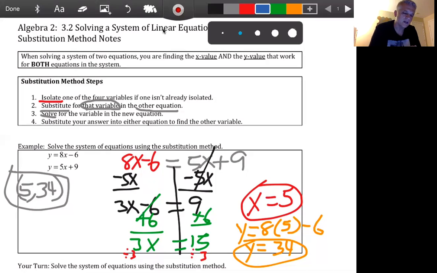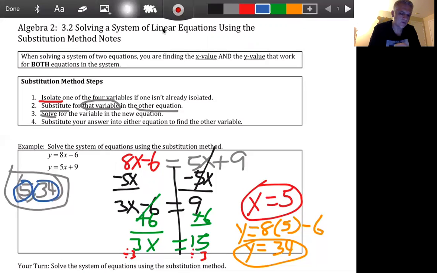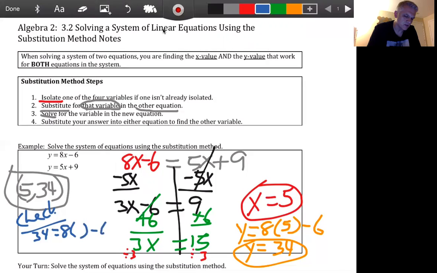Okay, how do we check the answers? Well, I'm going to take this x and this y, and substitute them into each of the two equations and see if it works. So, checking my answers. y equals 8x minus 6. Well, my y is 34, equals 8 times x minus 6. My x is 5. 40 minus 6 is 34. 34 equals 34. Okay, it checks out on the first line.